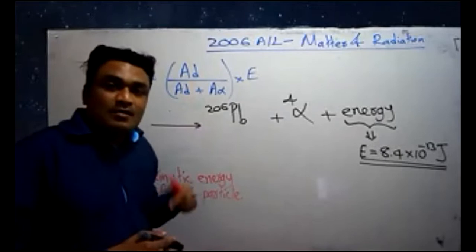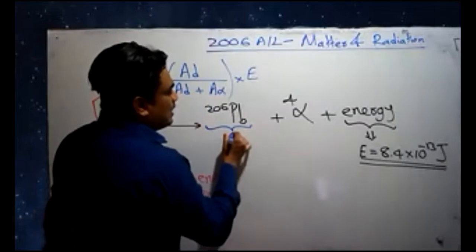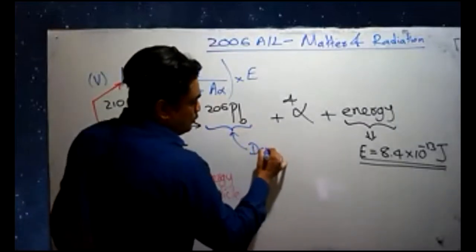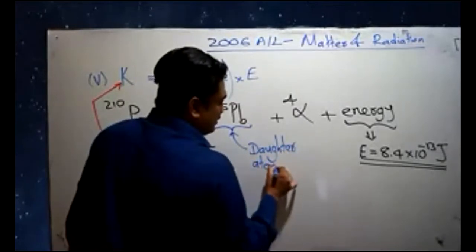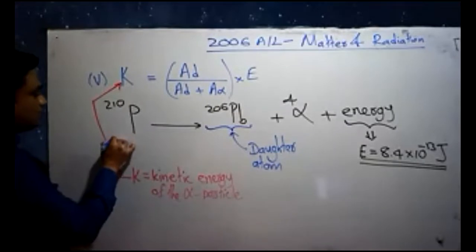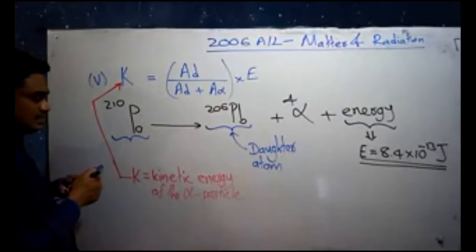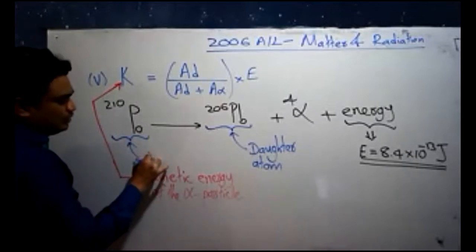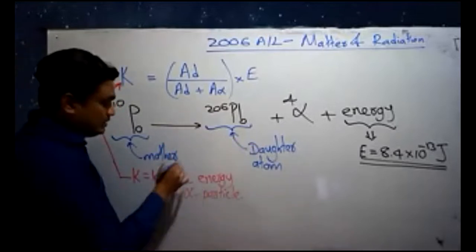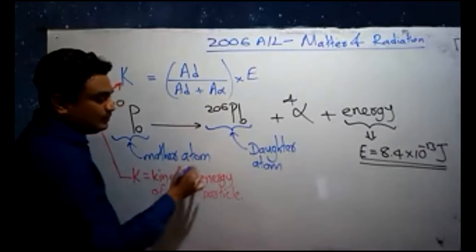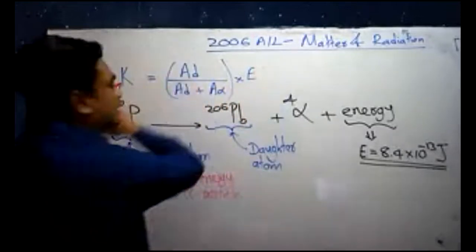AD means the mass number of the daughter atom. Daughter atom means this Pb 206. Polonium 210 is said to be the mother atom. Normally we don't use the term atom, we normally use nucleus: mother nucleus, daughter nucleus. But here they have used the term atom. Right? So these are the given things for us to find the value of K.